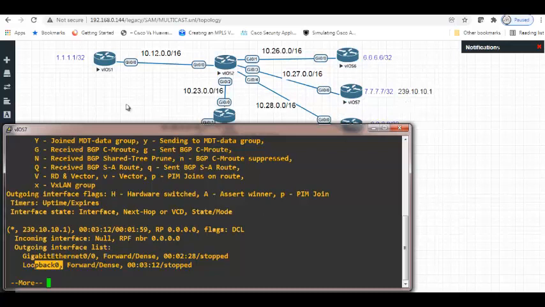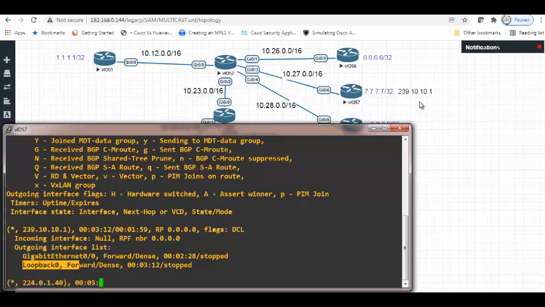But when we ping from router 1, what will happen is this will become the incoming interface, and this will be the outgoing interface. So traffic will be received on G00 of router 7 and it will be forwarded to the loopback interface where the real receiver is connected.